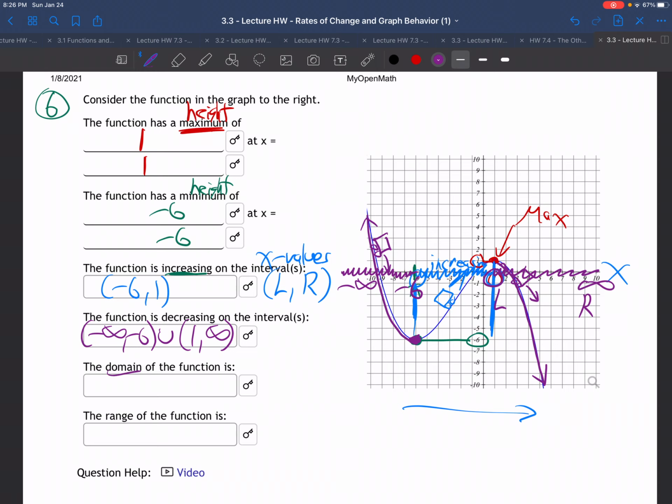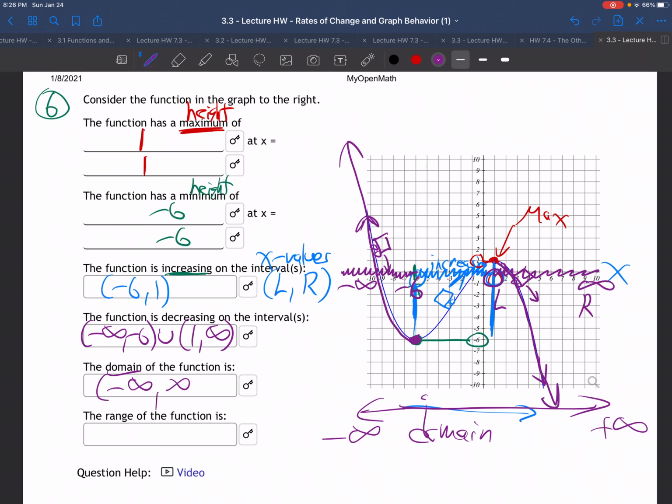What's the domain? Remember, the domain is the x values. Domain is the possible x values. How far left and right does the graph go? Well, it goes forever left and forever right. Why? Because of these arrows. This means up and left forever, down and right forever. So it goes from -infinity to infinity.